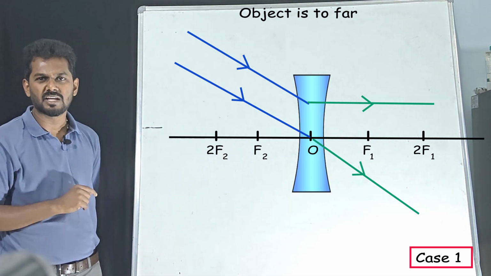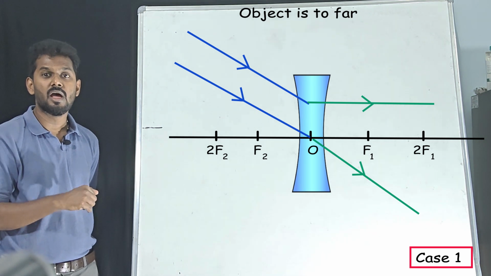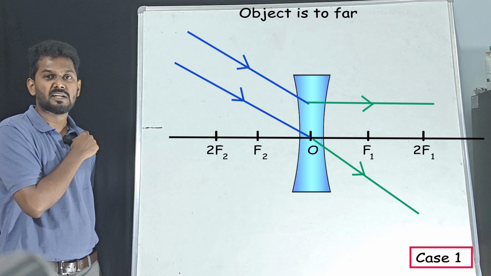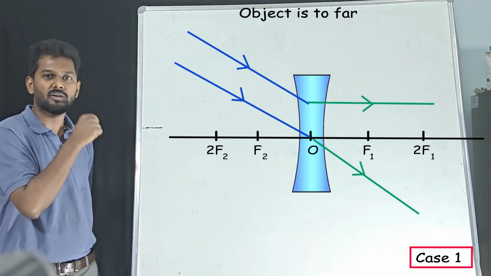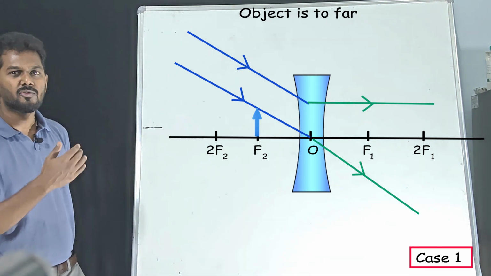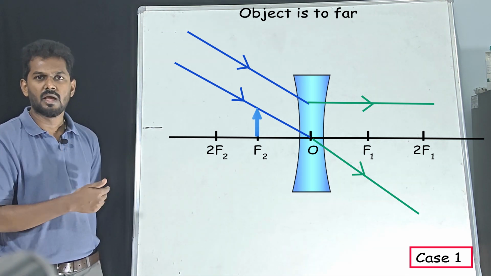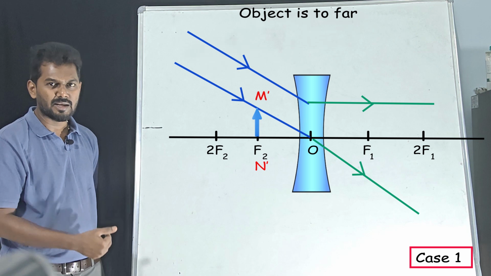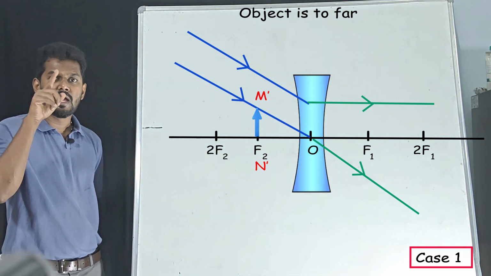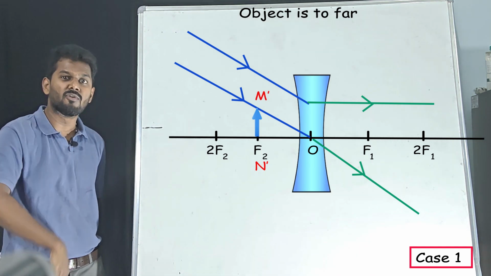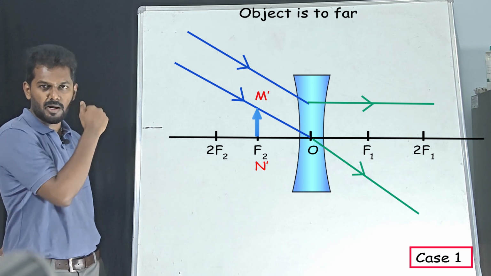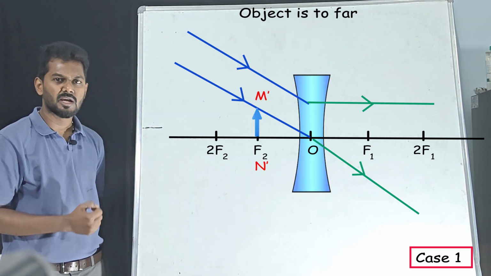Now, do you see any intersection? No. Then how are we going to get the image? Extend the refracted rays backward. Where they meet, there we get the image. If you take the object as m and n, the image will be m dash and n dash. Why not n dash, m dash? In all the convex lenses we used to write n dash and m dash because it was inverted, but here it is not inverted, it is erect. So object m and n, the image will be m dash and n dash.